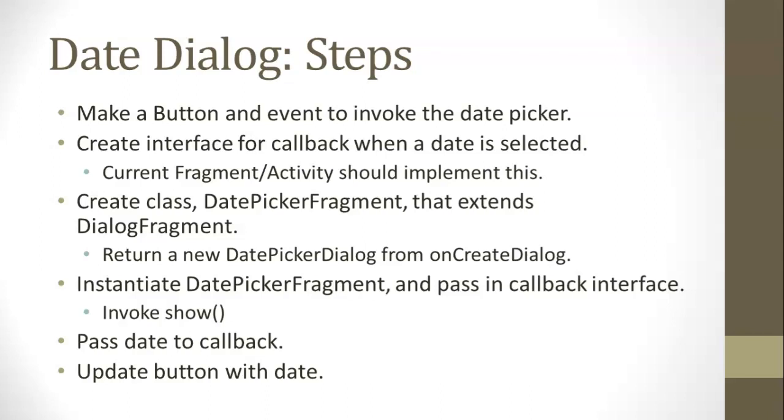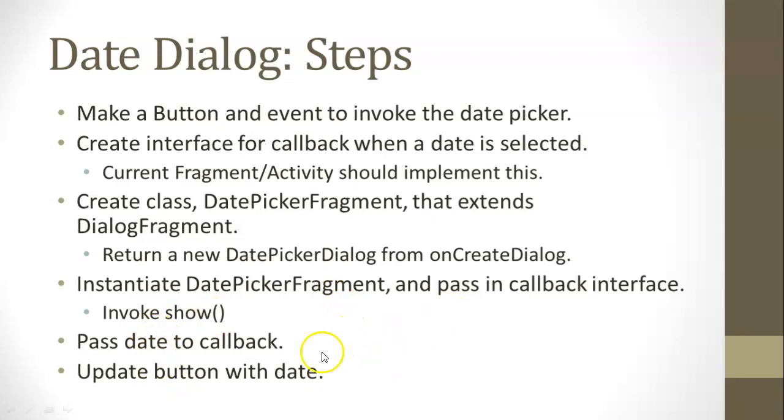and therefore implement this callback method. Then we're going to create a class called DatePickerFragment that's going to extend DialogFragment, and it's going to interact with something called DatePickerDialog, which will show the calendar. Next, we'll instantiate the DatePickerFragment from whatever activity or fragment we are in. We'll pass the callback interface in, and then we'll show it. Then the user will pick the date, and then we will update the button with that date.